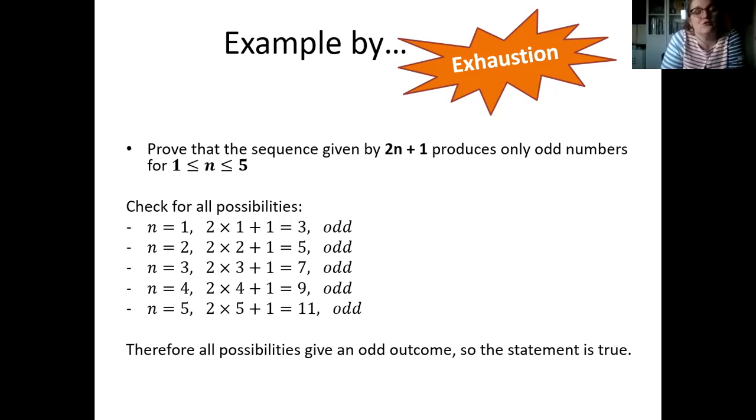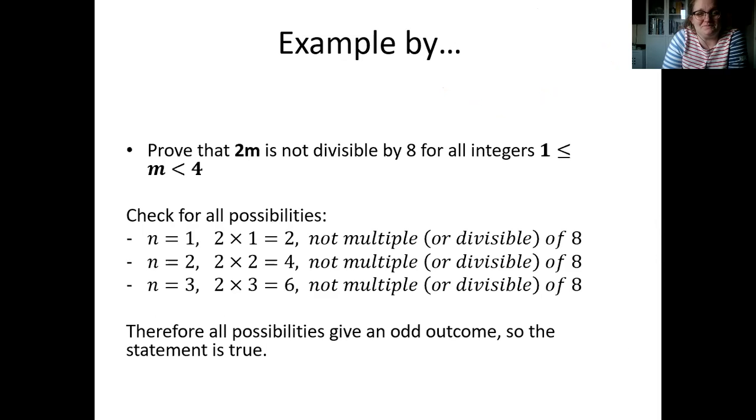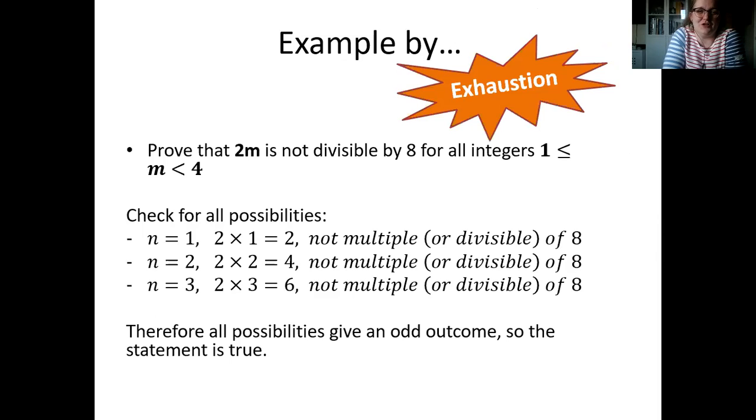In this situation, you have only got 5 calculations to do. It's proof by exhaustion. We want to go through every possible answer and step, so actually you're just going to go through and do every single one of them. Here is another example of proof by exhaustion. We're going to prove that 2m is not divisible by 8 for all integers where m is greater than or equal to 1 and less than 4.